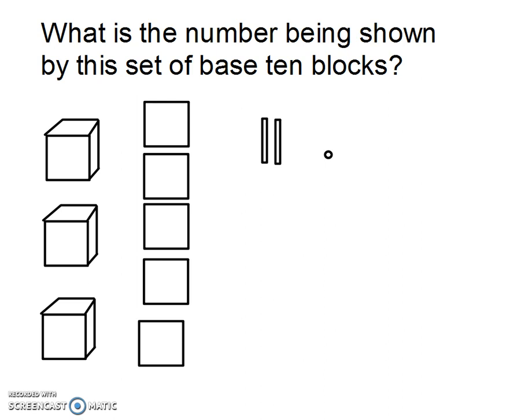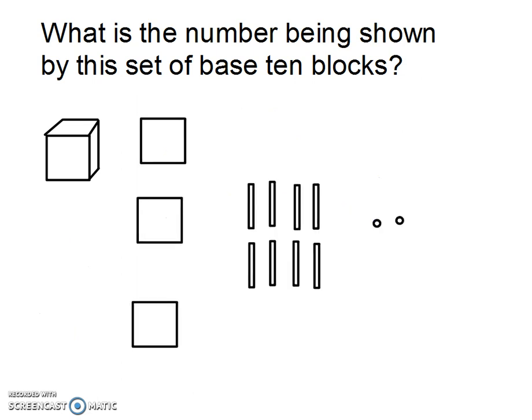So now we're trying to figure out what number is being shown. I like to start with my places first. So I've got the ones place. I only have 1. I go to tens. There's 2 of them. Hundreds, 1, 2, 3, 4, 5. And thousands, 1, 2, 3. So the number being shown by the base 10 blocks would be 3,521.